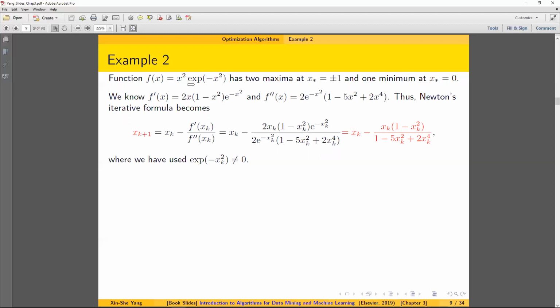So we have a function of x squared and exponential of negative x squared. It has two maxima. One is x equal to 1, the other one is x equal to negative 1. And one minimum, that actually happens at x star equals 0. Let's take the first order derivative. f prime x is 2x.